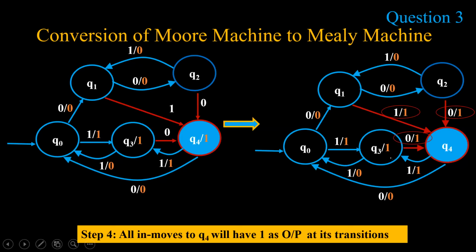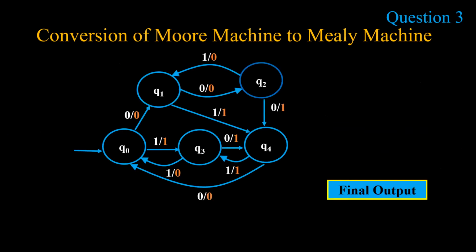There is a minor error in this diagram. This Q3 should not have this one move. So we should have only Q3 over here because we have already removed this one in the previous step. This is a Mealy machine corresponding to the Moore machine which we had.